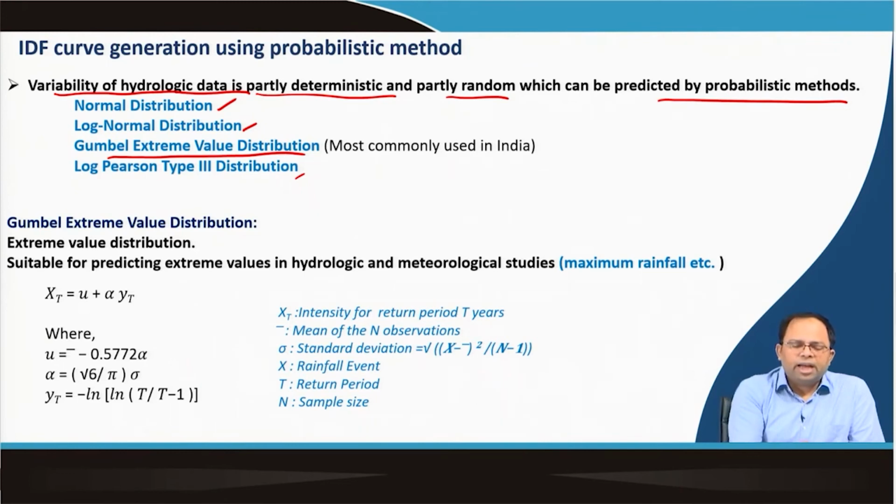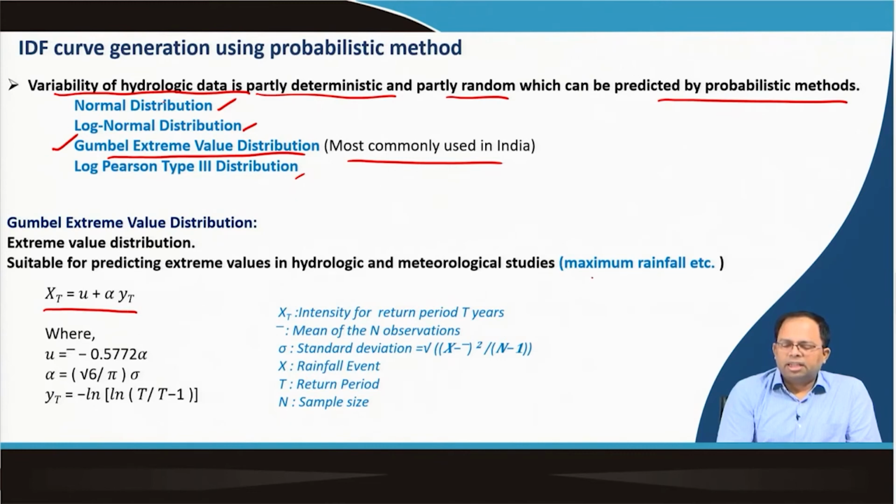So, we assume that these are the curves which suit this kind of intensity duration data, and the Gumbel extreme value distribution is the one most commonly used. How does the Gumbel extreme value distribution look? It looks like this, and it is suitable for predicting extreme values in hydrologic and meteorological studies, like maximum rainfall, and this is given as x t equal to u plus alpha y t.